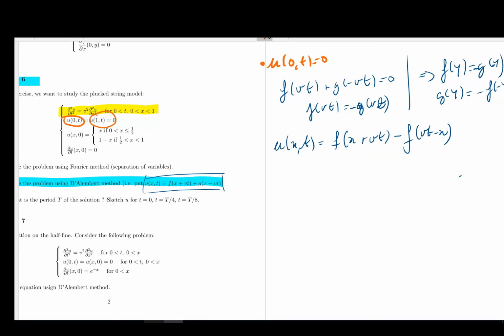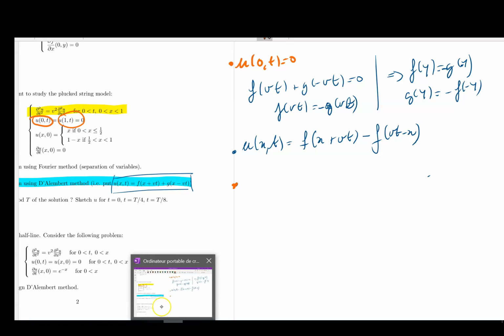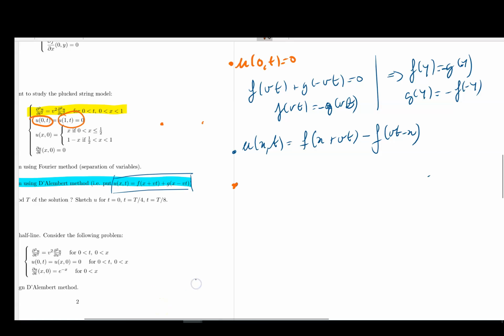Okay, so that was for the first boundary condition. Let's see about the second boundary condition. What does it tell us? The second boundary condition is that the string is held, so that was held in 0, and we are now held in 1. Okay, so your string is held at both ends. u of 1, t is equal to 0.